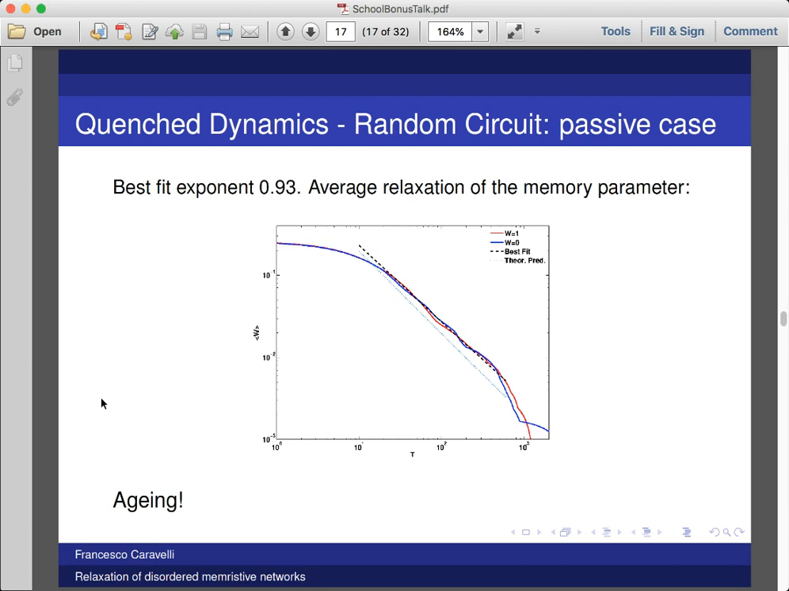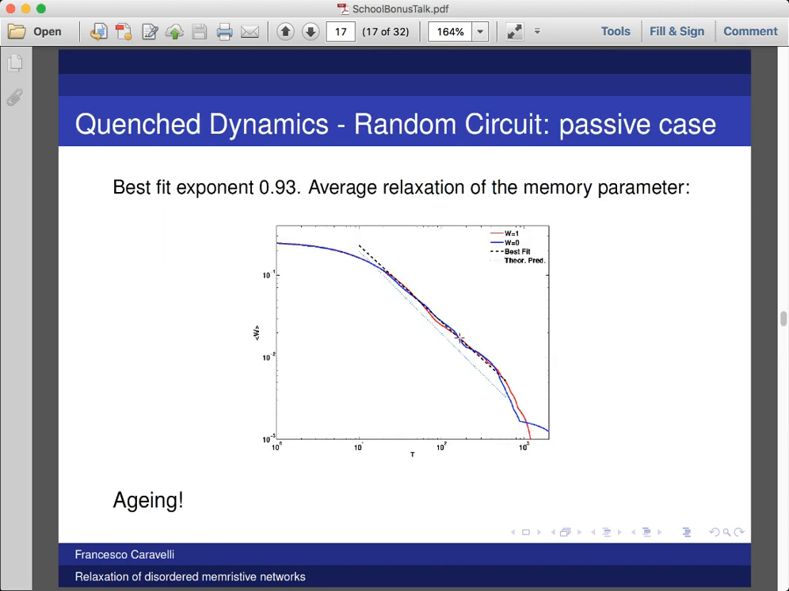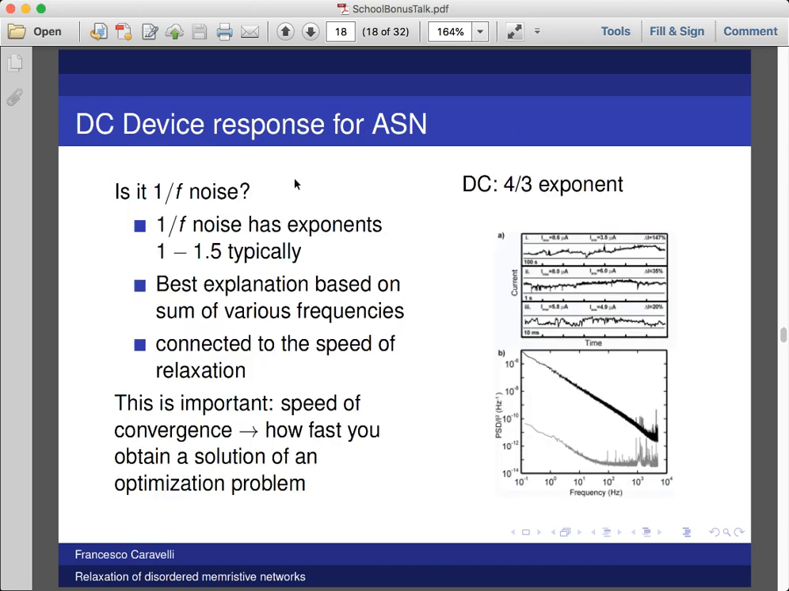So this is also the reason of physical interest for this component. If you, for instance, look at what we said before about atomic switch networks, in general, you will observe in 1 over f noise a power spectrum which is a power law, of the order of 1, let's say, in terms of the relaxation.